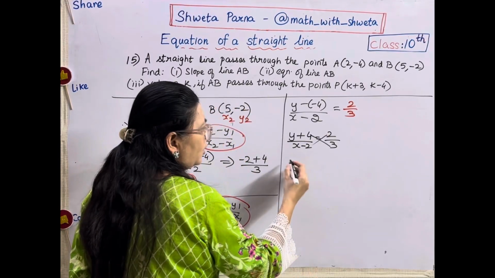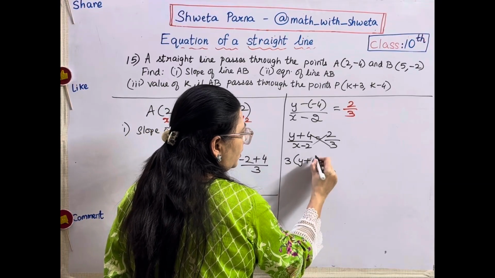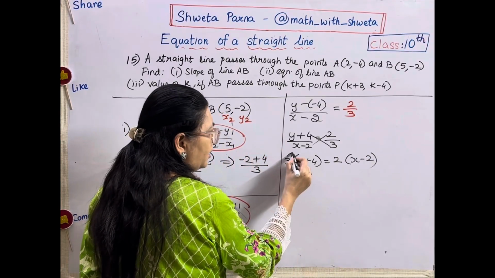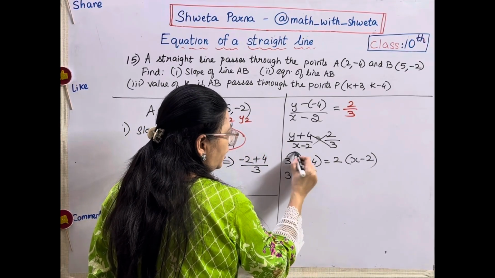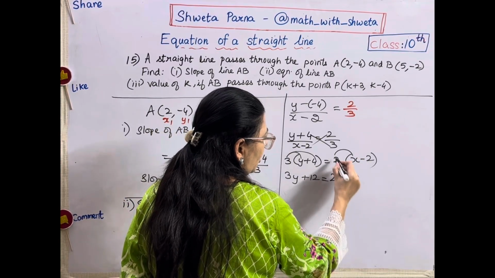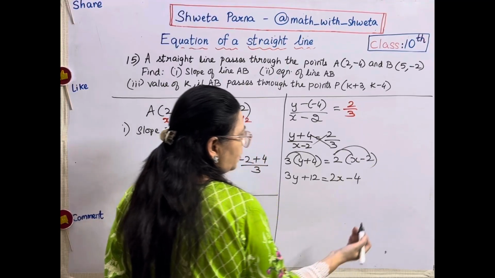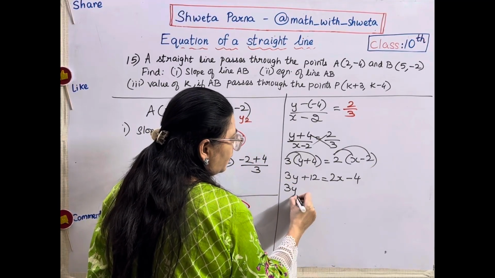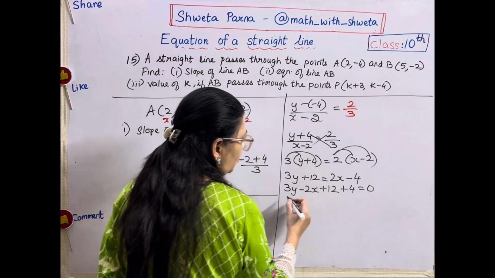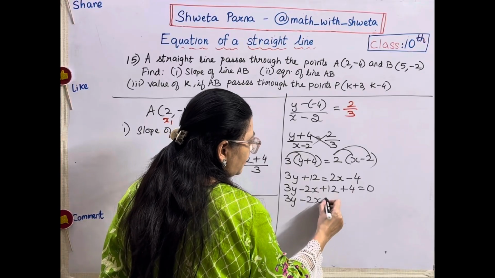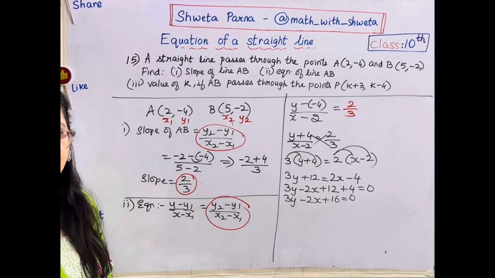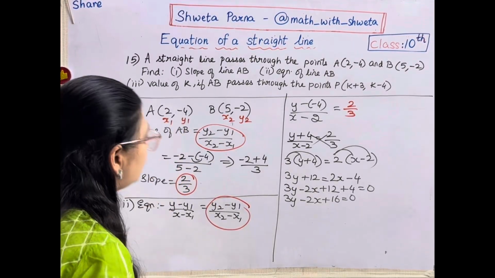Now cross multiply. So 3 into y plus 4 is equal to 2 into x minus 2. Open the bracket. 3 into y, 3y. 3 into 4, 12, is equal to 2 into x, 2x. 2 into minus 2, minus 4. Now bring all to one side. 3y minus 2x plus 12 plus 4 is equal to 0. So 3y minus 2x plus 16 is equal to 0. This becomes the equation of the line. Yes? Come on, now let's do the third sub question.